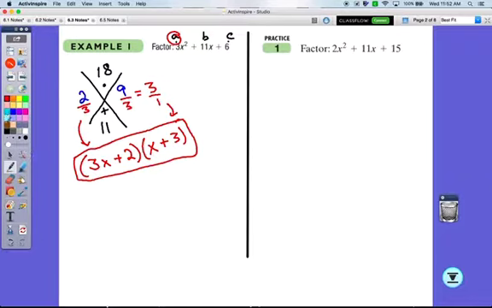You can always check yourself. To check yourself, you're just going to multiply those two binomials together. 3x times x gives you 3x squared.